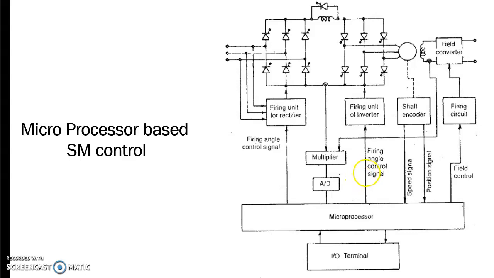Commands are fetched from the input-output terminals and also from the system variables, DC link current, stator current, rotor position, speed, etc. And it is given to the CPU, which processes the signal and provides the firing pulses to these two converters. So at least you understand this block diagram.